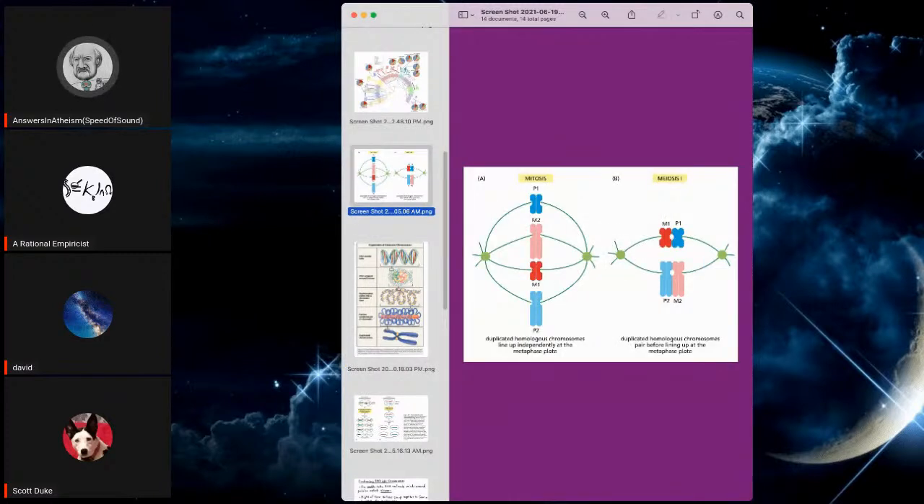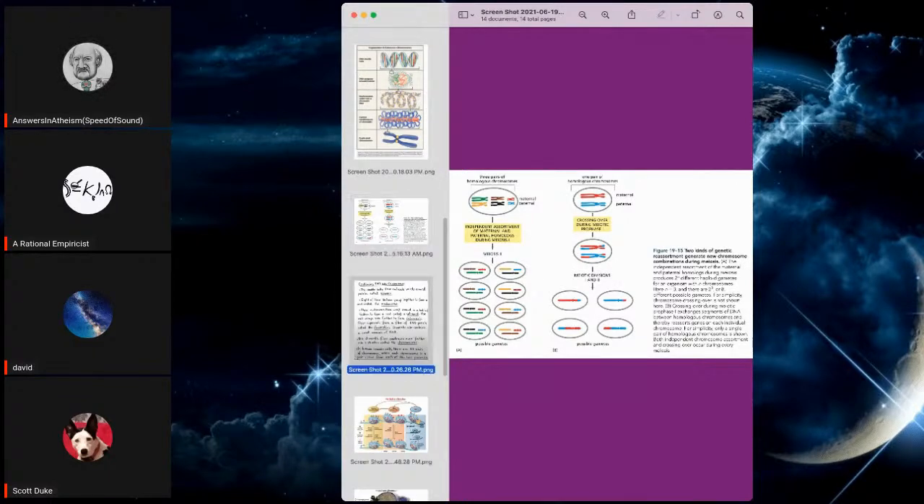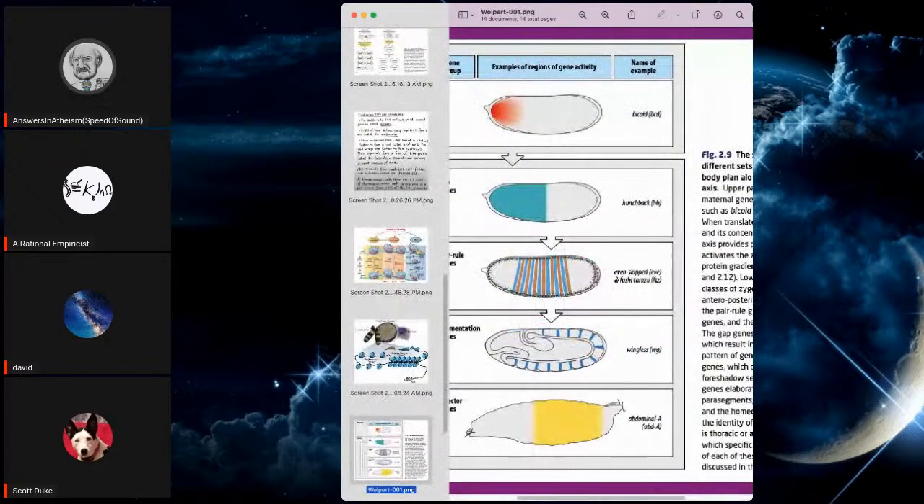This is a really good picture about mitosis and meiosis, but we'll save that. I'm trying to find, let's see, the meiotic divisions. Here's a little blurb that I copied from, I should mention, the guy's video. This is how DNA works: eight of these histones group together to form a unit called the nucleosome. And then the DNA helix wraps around that thing like a solenoid. And then they wrap further to form supercoils, and it gets more complicated.